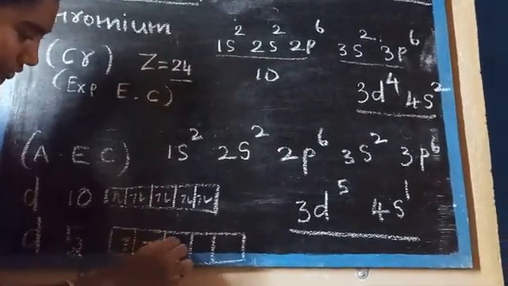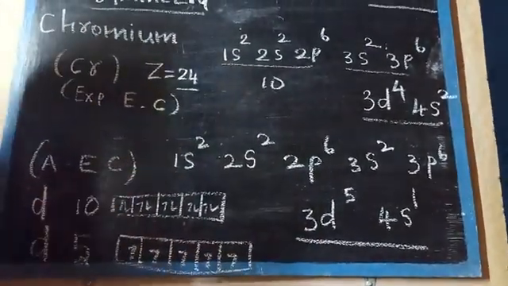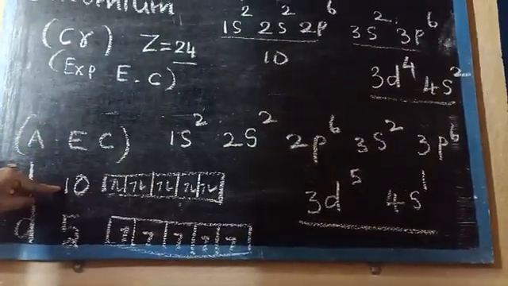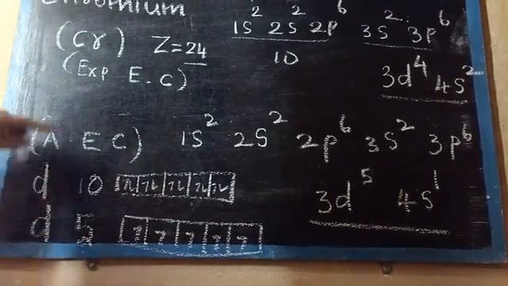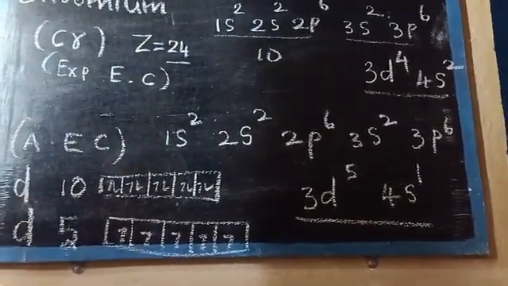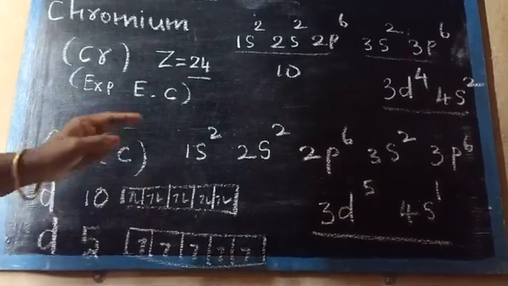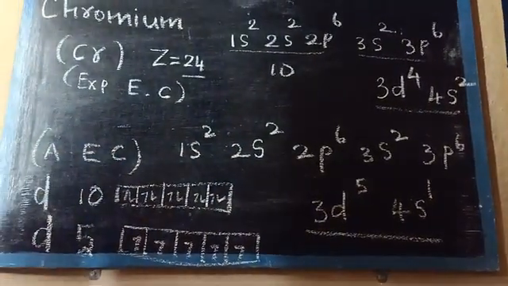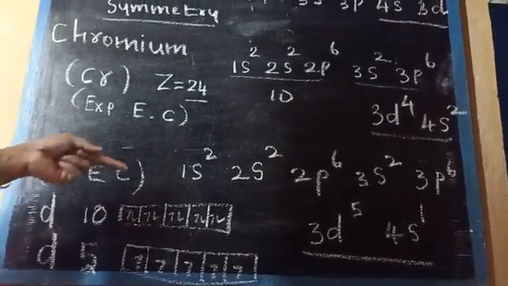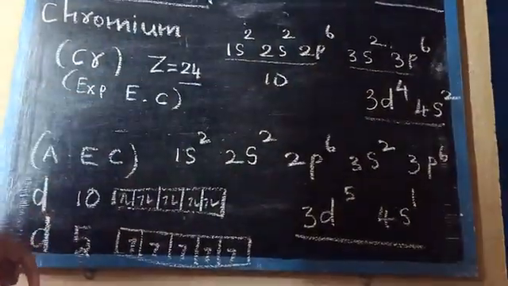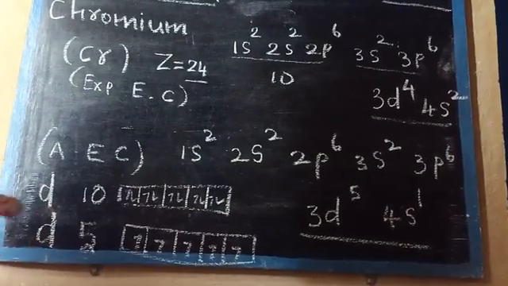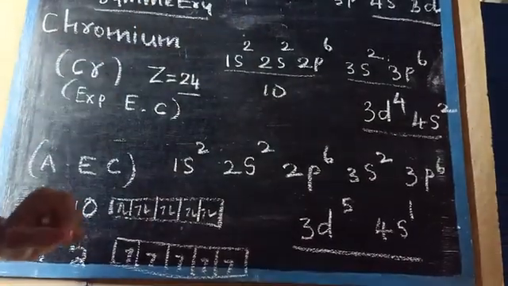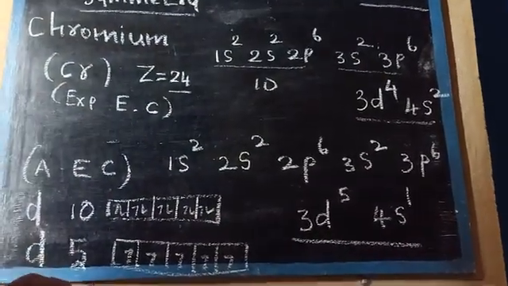Okay, 1, 2, 3, 4 and 5. Are you clear, children? Okay, so now in d10 as well as d5, the atom is more stable. In the presence of the 3d5 4s1 configuration, now the atom is more stable. Now ask the question: in 3d4 4s2, is the atom stable or unstable? If this question arises, now in 3d4 4s2 the atom is unstable.